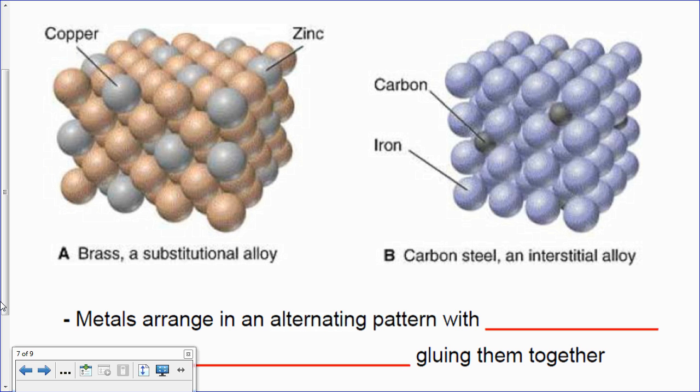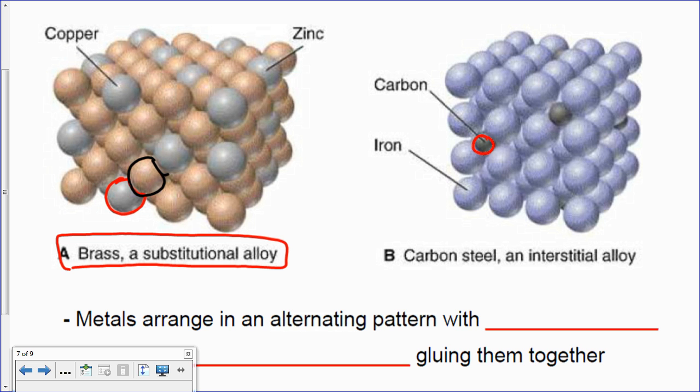So for example, on the left-hand side, we have brass. It's an alloy because you can see here we've got atoms of one color mixed in with atoms of another. Okay, and they're all metals. So we've got ourselves an alloy. Now the other type of alloy is an interstitial alloy, carbon steel. We've got a non-metal, carbon, mixed in with all these metals, iron. Okay, so we got mixtures of metals make alloys.